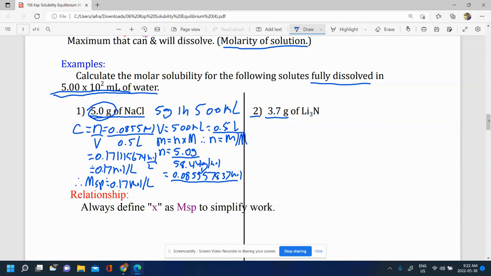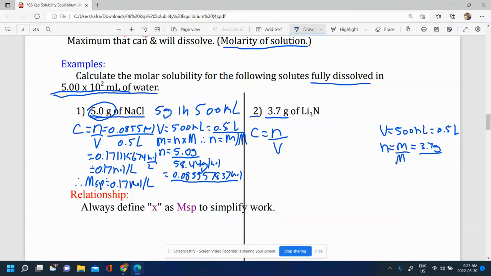So what we're going to do is try to find the concentration at this point. As we know, the volume is already given to us. So volume is equal to 500 mL or 0.5 liters. And we need to find the moles. As we saw before, the moles is equal to mass over molar mass, which is equal to 3.7 grams over the molar mass of lithium nitride.